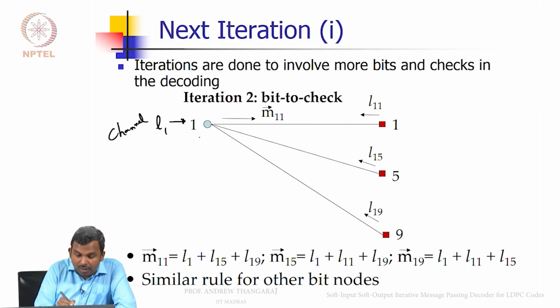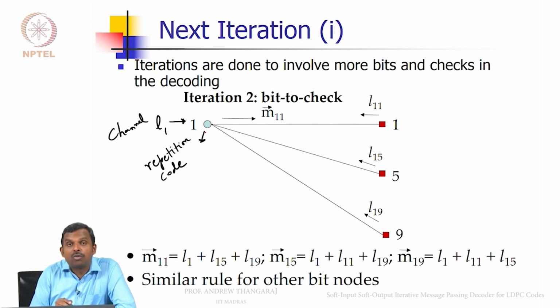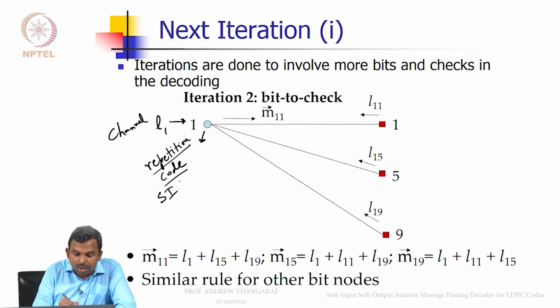What you have here is a repetition code. The same bit is repeated 4 times. It came through the channel and you got one LLR L1. It is coming through check node 1, and you have an LLR for it L11. Likewise it is coming through check node 5, it has an LLR L15, and the same bit is coming through check node 9 with the belief L19. You are getting 4 different beliefs, they are all for the same bit. So you actually have a repetition code. What you need to implement here is a SISO for a repetition code.